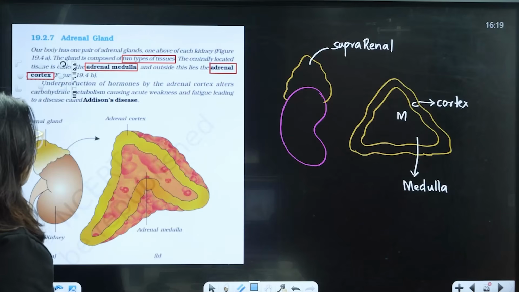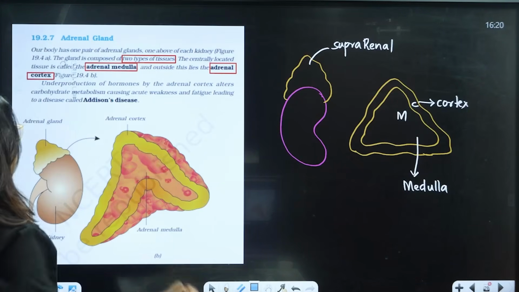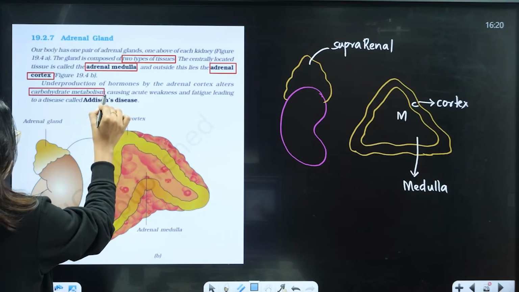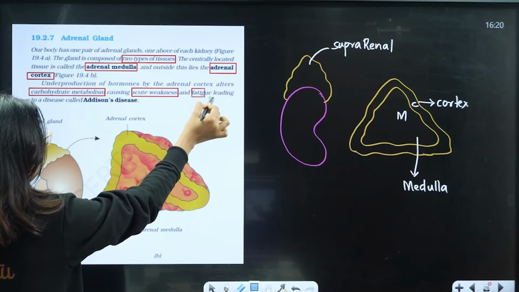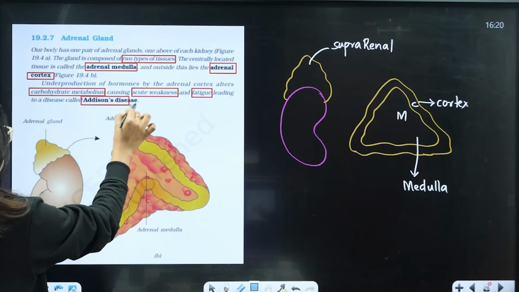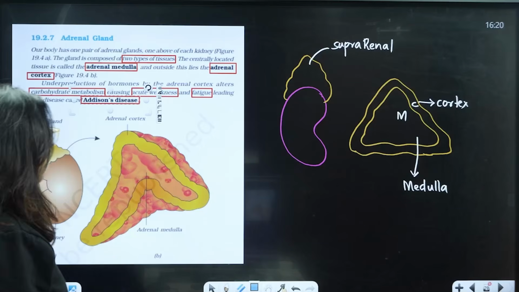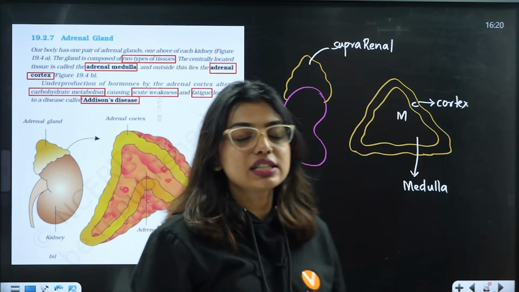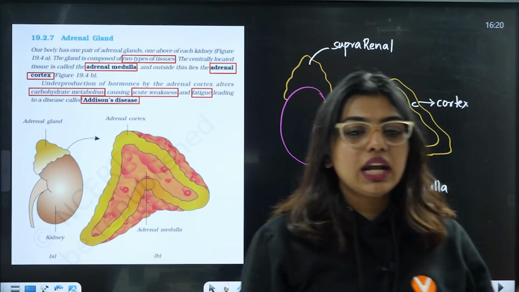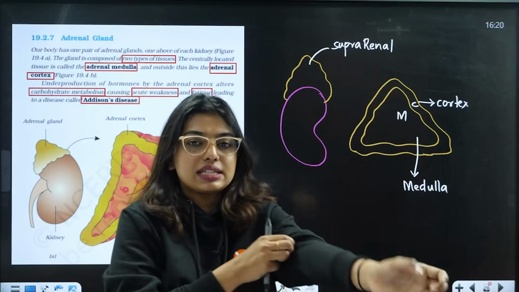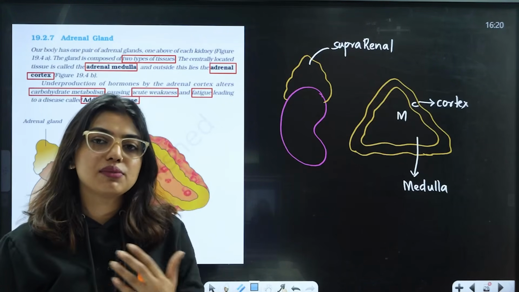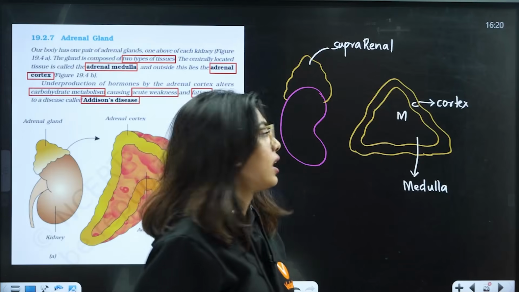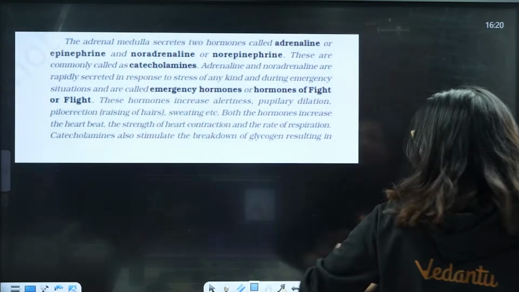Under-production of hormones by the adrenal cortex alters the carbohydrate metabolism, causing acute weakness and fatigue, leading to a disease called Addison's disease. So students, if the cortex does hyposecretion, it will lead to acute symptoms, weakness and tiredness, and reduced carbohydrate metabolism, which leads to Addison's disease.